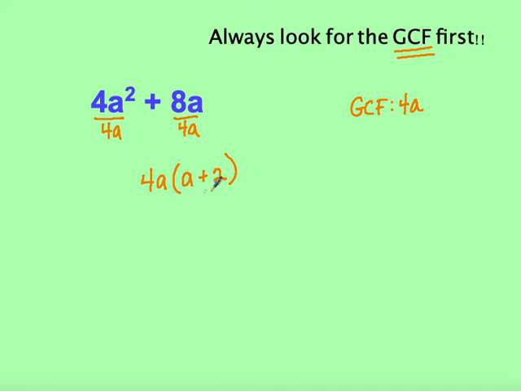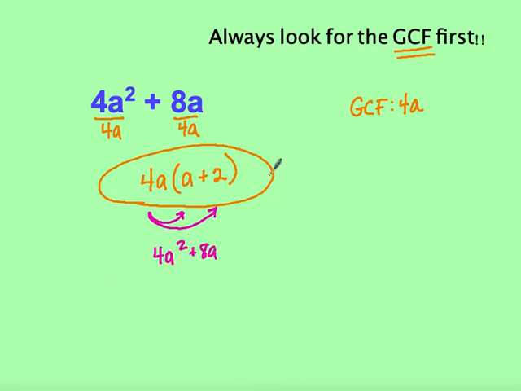Now when I analyze what I have, there's no other way that I can break down a plus 2. So I am going to say that this is factored completely: 4a times the quantity of a plus 2. Now what's nice about factoring is I can always go back and redistribute and make sure that I get what I started with. 4a squared plus 8a, so that checks. And I do have the factors. All right, so that's one with two terms.